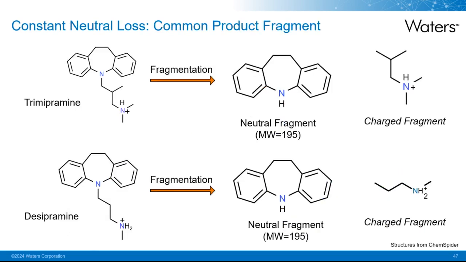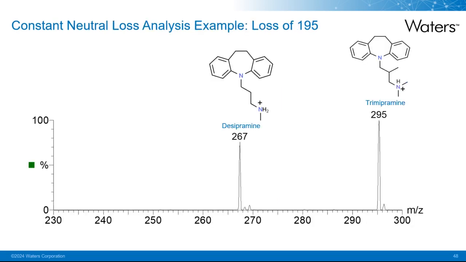So here, the two tricyclic antidepressants, trimipramine and desipramine, produce a common fragment at a molecular weight of 195, but it is not charged, so it will not be observed by the detector in the mass spectrometer. However, the charged fragments for each molecule will be observed. In the constant neutral loss spectrum, we can see the precursor masses that undergo a loss of 195.